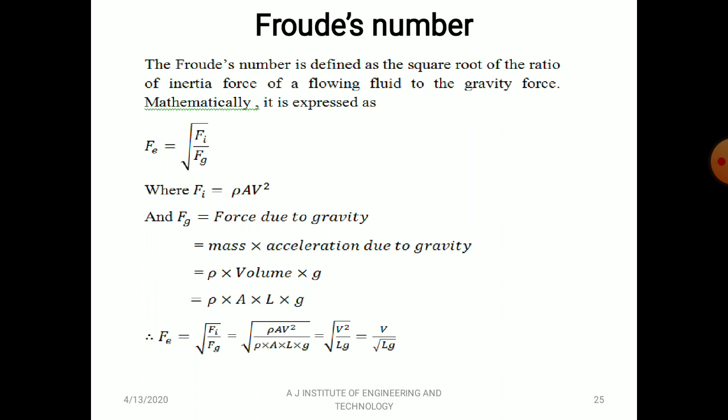Therefore Fr equal to square root of Fi divided by Fg, that is equal to square root of rho A V square divided by rho A L into g. So equal to square root of V square divided by L into g. Square root of V square is V, so Fr equals V divided by square root of L g, where L is length, g is acceleration due to gravity, and V is the velocity. This is also very important.